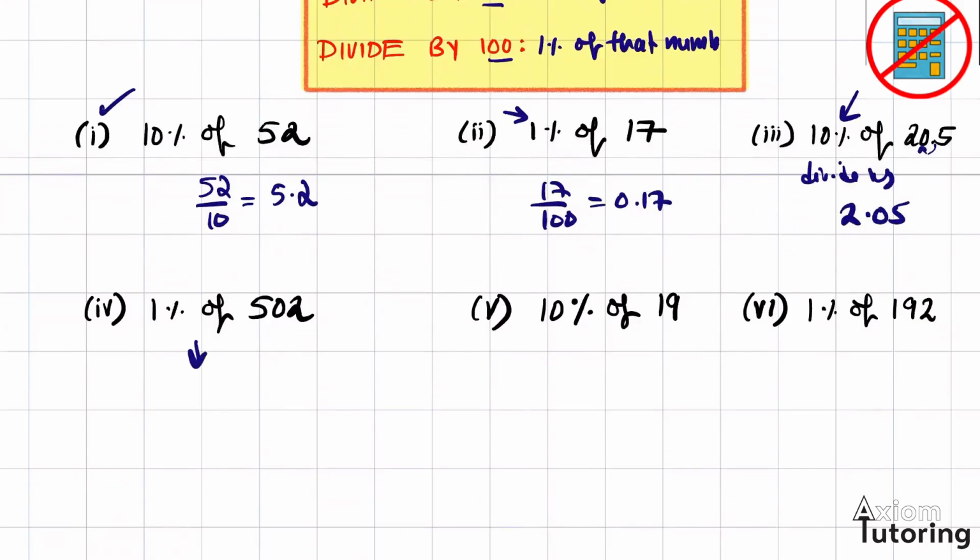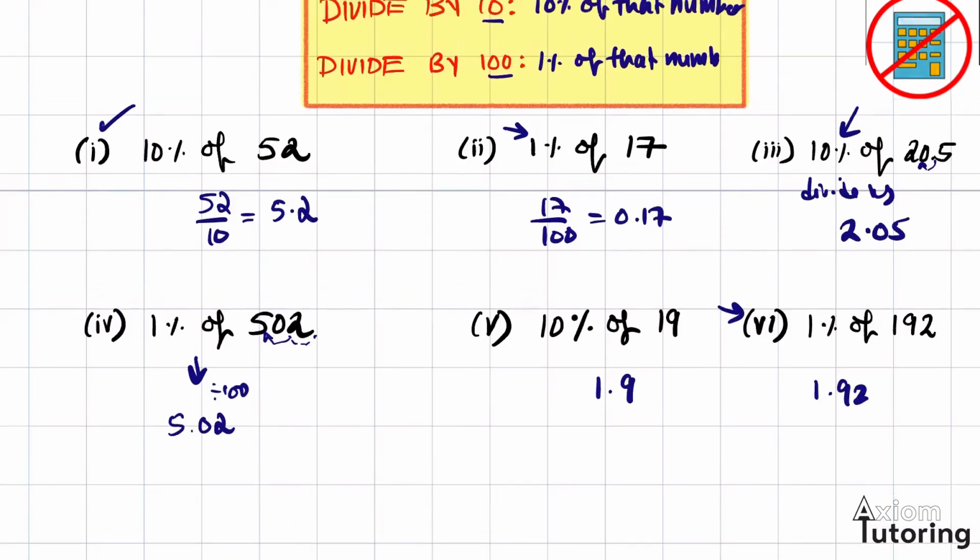1% of 502. Have a think for just a second about what you would do. Did you say divide by 100? Because you're correct. If you divide by 100, you get 1% of that number. The decimal point moves two spaces to the left. 10% of 19 is 1.9. It's 19 divided by 10. And 1% of 192 is 1.92 because you divide 192 by 100.